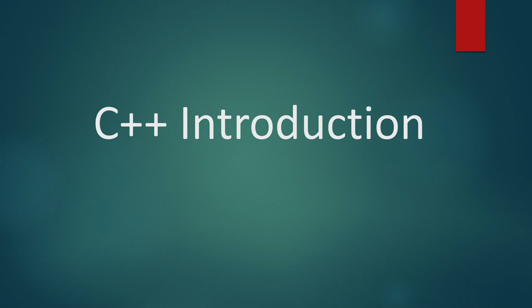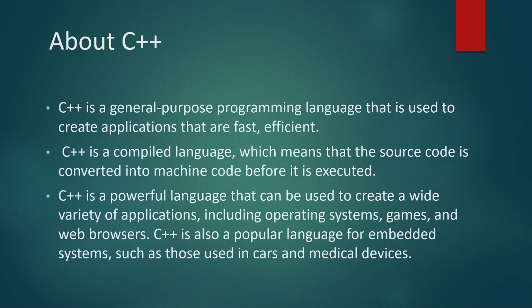In this video, we're going to learn about C++. So, what is C++? C++ is a general purpose programming language that is used to create applications that are fast and efficient. So C++ is used to create those applications which require very less time for the execution. It is basically very fast. So those applications which require very fast execution speed, we use C++.